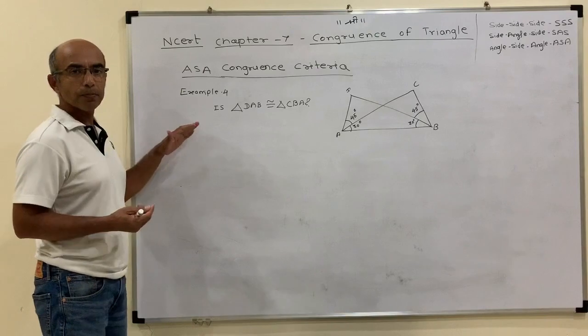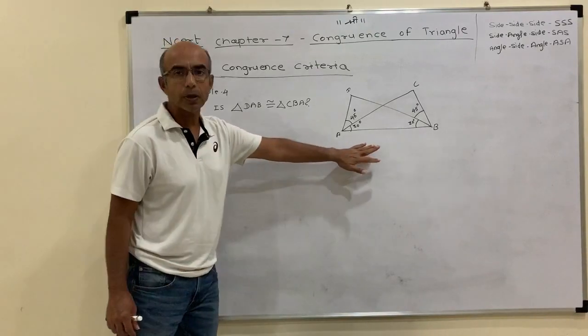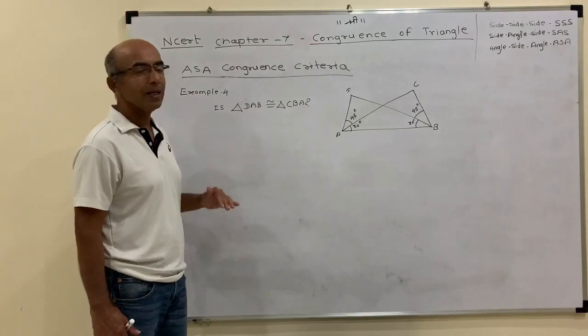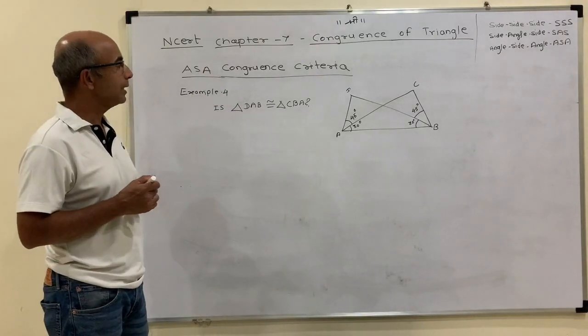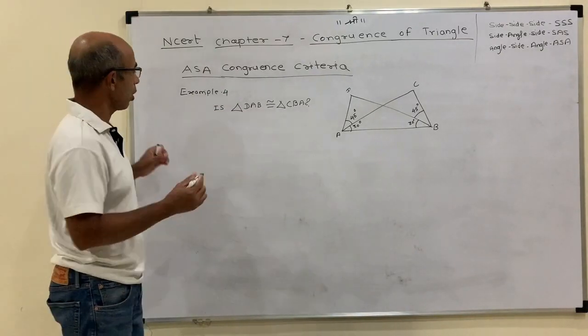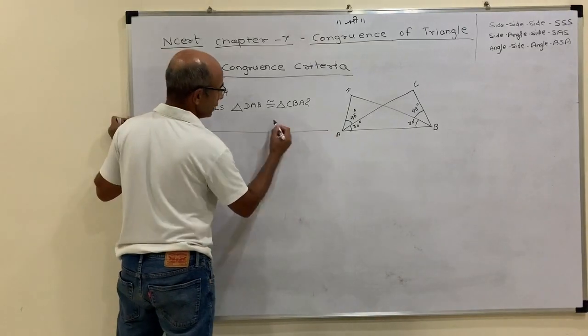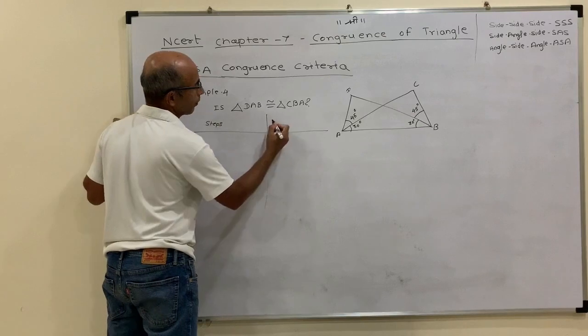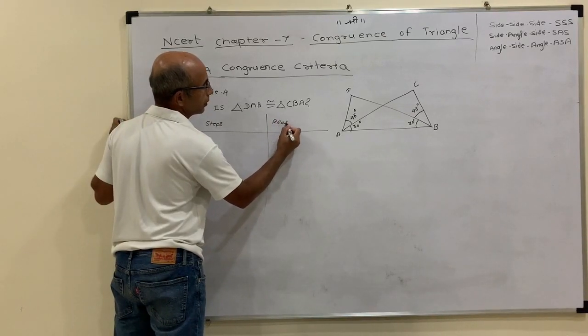Now this is example 4. This is the diagram, and we need to check whether triangle DAB is congruent to triangle CBA or not. So let's do it in similar fashion. Steps, reasons.